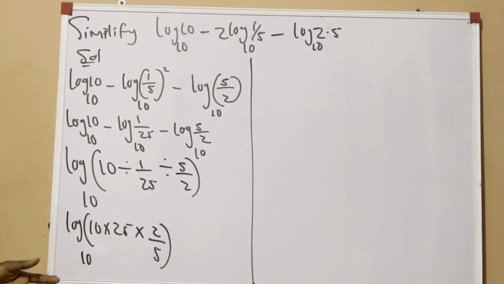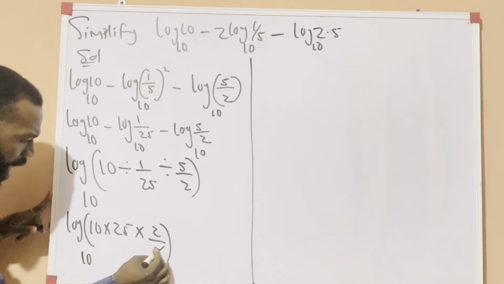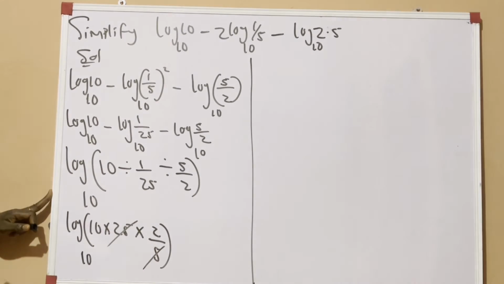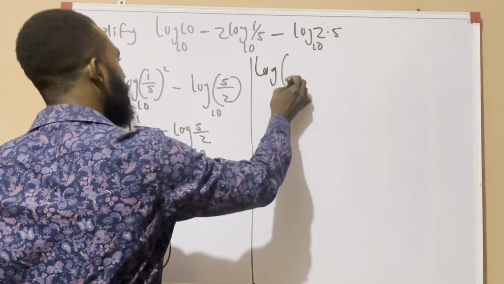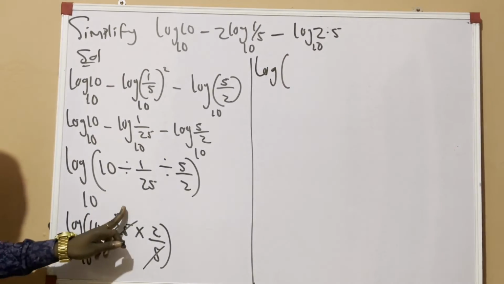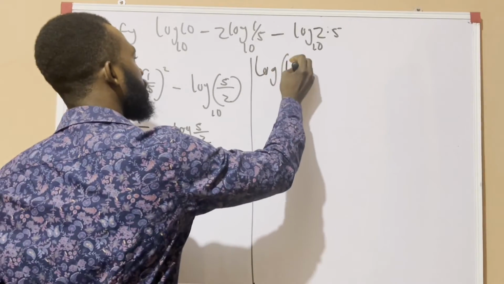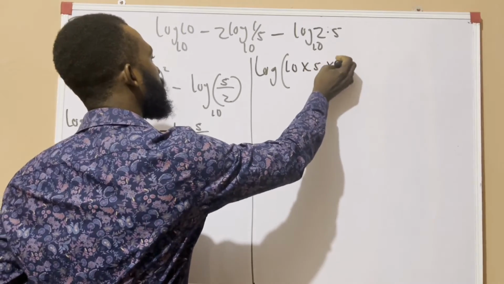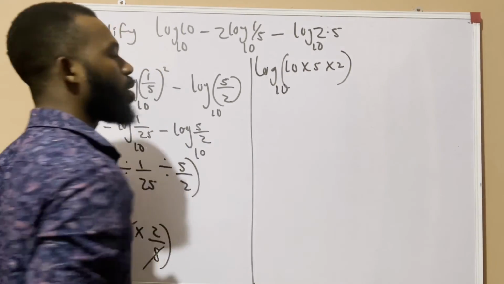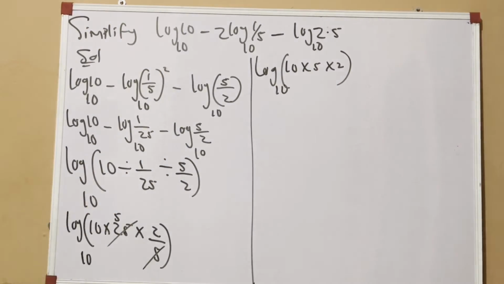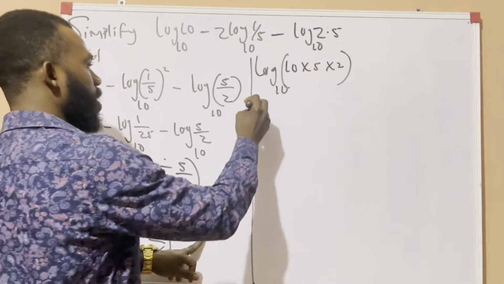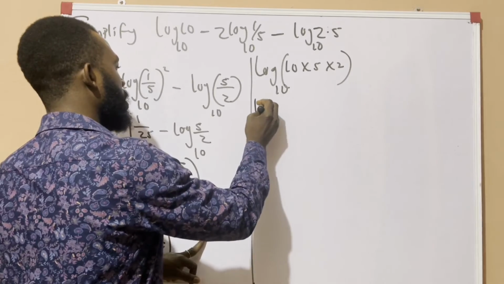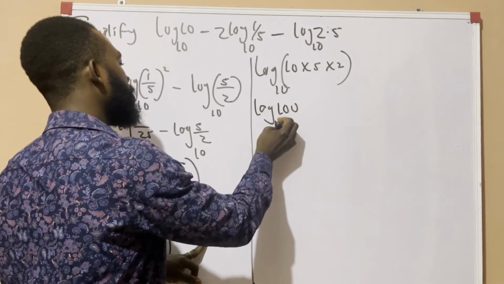Now what we're going to do now is this. We all know that 5 can cancel out 25, to give us 5. So it means we have log into the bracket of 10 times 5 times 2, all to the base of 10. Now we all know 10 times 5 gives us 50, and 50 times 2 gives us 100. So here becomes log 100 to the base of 10.